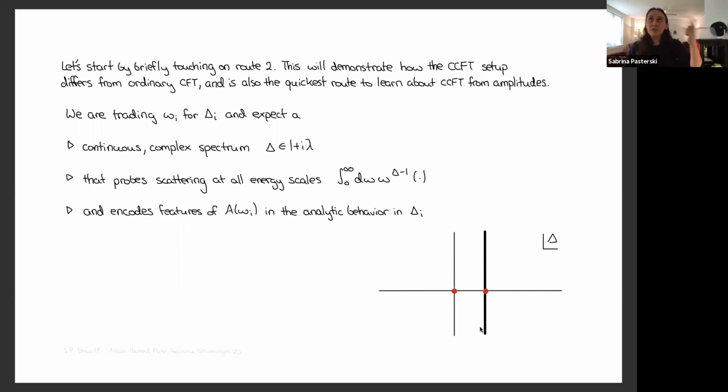And so even if it's not direct, maybe you're just probing something about the UV and we have to understand that better, it's nice that you can already start to formulate properties that you want of this amplitude. You want this amplitude to be analytic in delta. You want to say something about the poles. That's what I'm going to say next. And so we're encoding features of this amplitude in the behavior in delta.